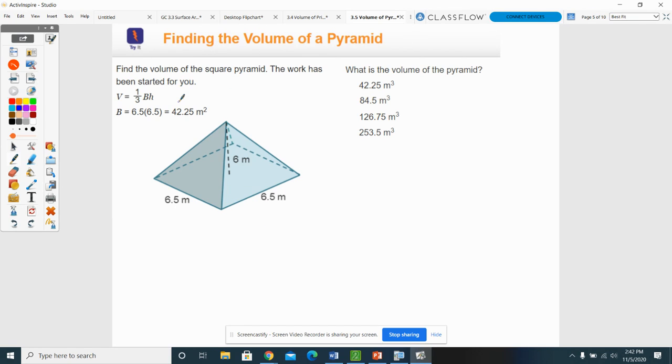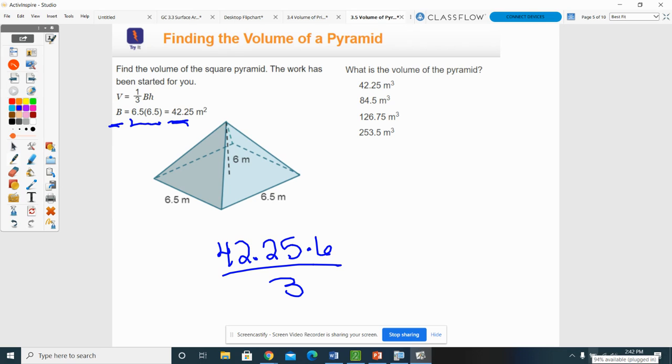This one they started for us. So they took the big B, which is the base area, which is a square, and they took 6.5 times 6.5, which is 42.25. So big B is 42.25. We're going to take that times the height of the pyramid, which is 6. Then we will divide it by 3. So 42.25 times 6 divided by 3, and we get 84.5 meters cubed. I get that from typing it in my calculator.